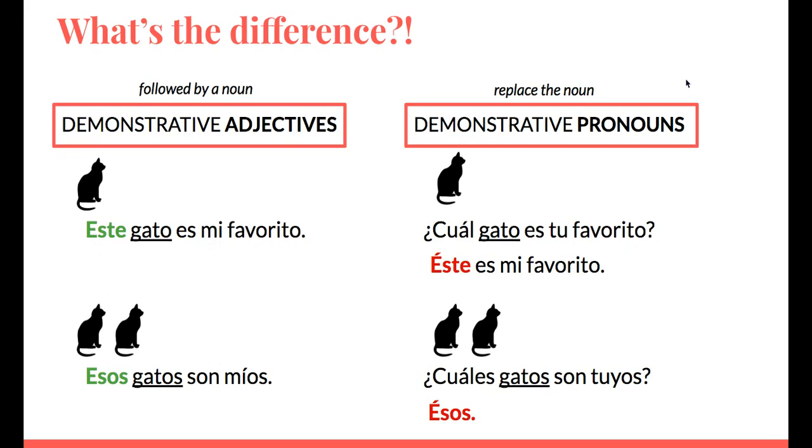And you can see I've even shortened this more. So, "¿cuáles gatos son tuyos?" Instead of saying "esos gatos," I'll use the demonstrative pronoun and say "ésos" with an accent on the E. I mean, I can say "son míos," like those are mine, but you could just say those ones. Which cats are yours? Those ones. Ésos.